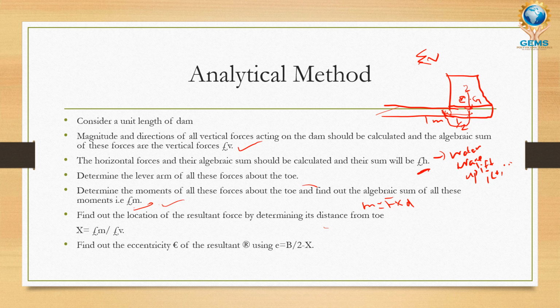The final point is to find the eccentricity, using e is equal to B by 2 minus x. This is an important equation for finding the eccentricity, where the forces are going to act. Kindly note this equation too.